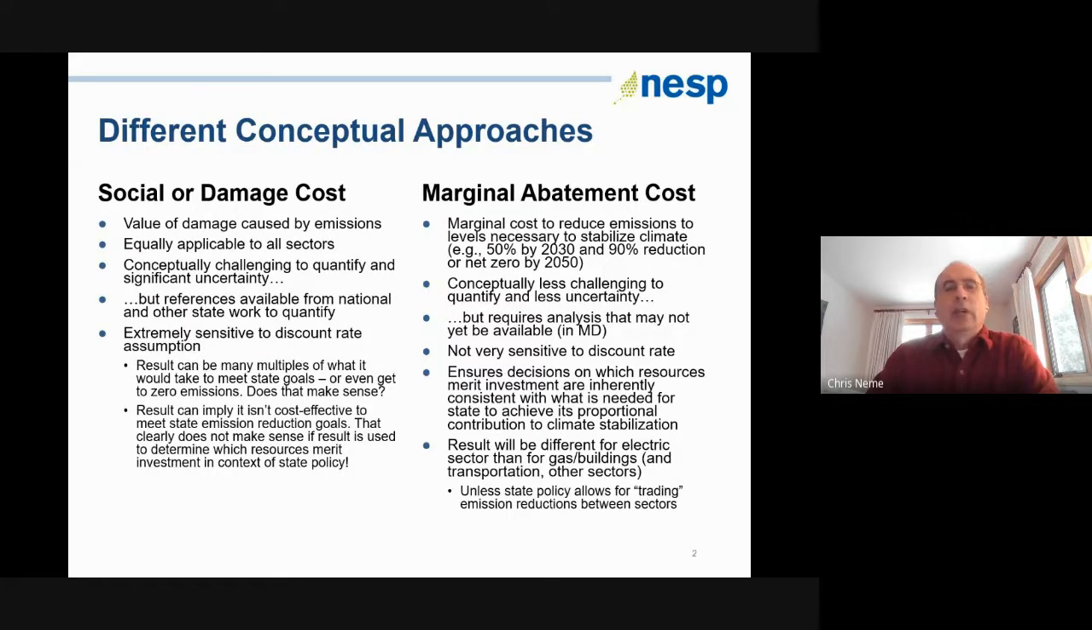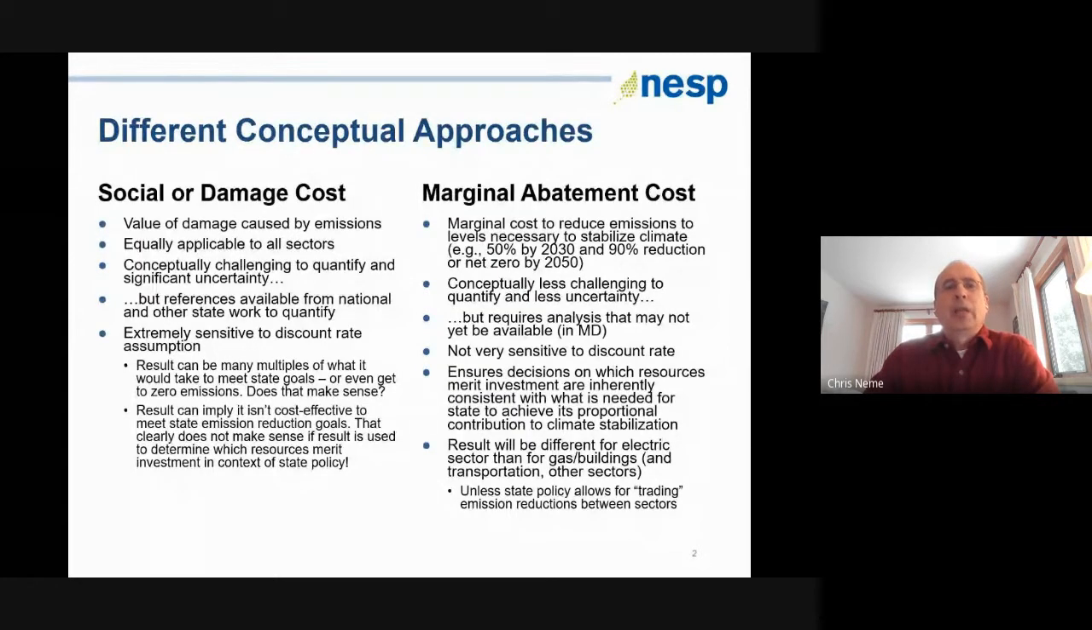And one can ask the question, does that make sense? Alternatively, if you have a higher discount rate, the result can be that it isn't even cost effective to meet the state's emission reduction goals. And that obviously doesn't make sense if the result of the cost of carbon value is supposed to be used to make choices between different resources for meeting the state's policy goals. So that's the social or damage cost method.